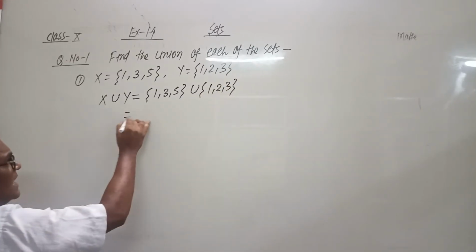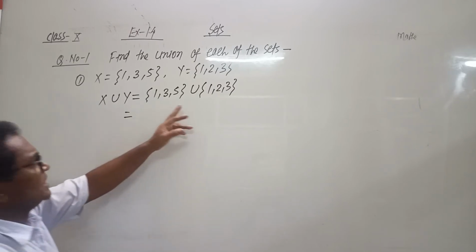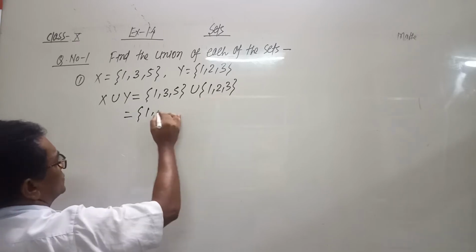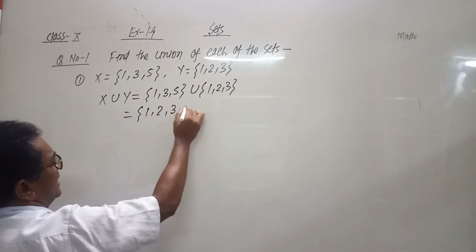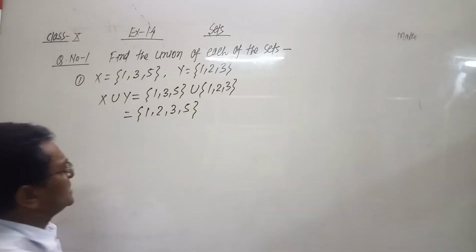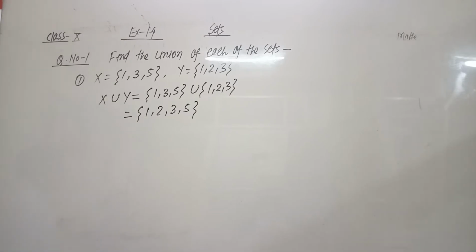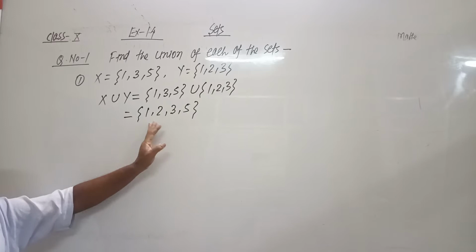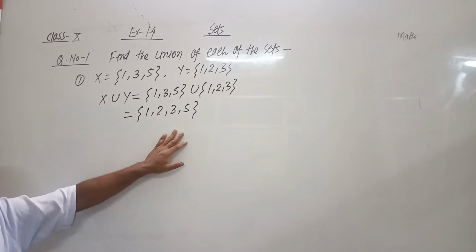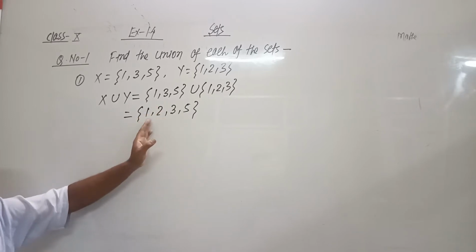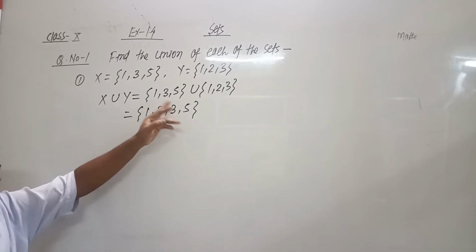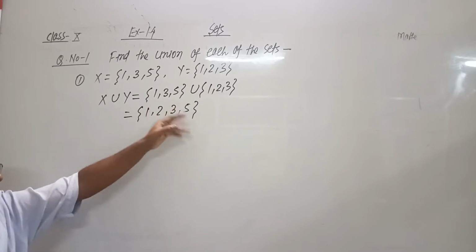Now write the combined elements of both the sets. So 1, then 2, 3 and 5. So this is X union Y. We have to write both the terms, combining both of them, and the terms should not be repeated. One time we have to write each term. So 1, 2, 3 and 5.